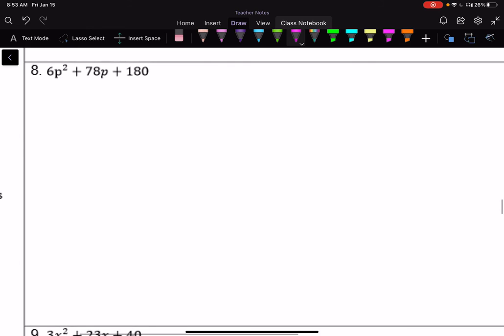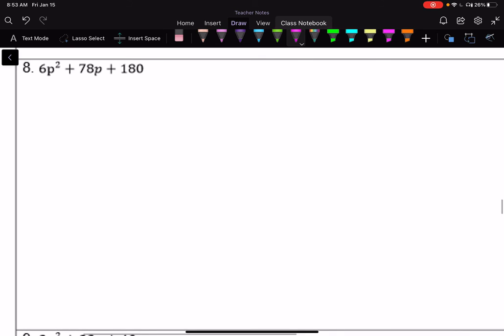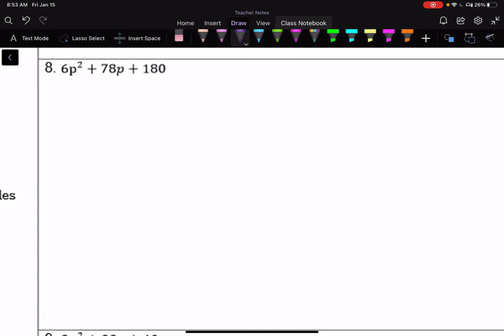Moving on to number 8. With number 8, we're going to need to check for a GCF again. I'm always going to start with my A value to check to see if that works. My A value is 6. I'll divide that into 78 to see if I get a whole number. 78 divided by 6 is 13, and 180 divided by 6 is 30. So that will work as my GCF. I will get 6 out front. It leaves me with p squared plus 13p plus 30.